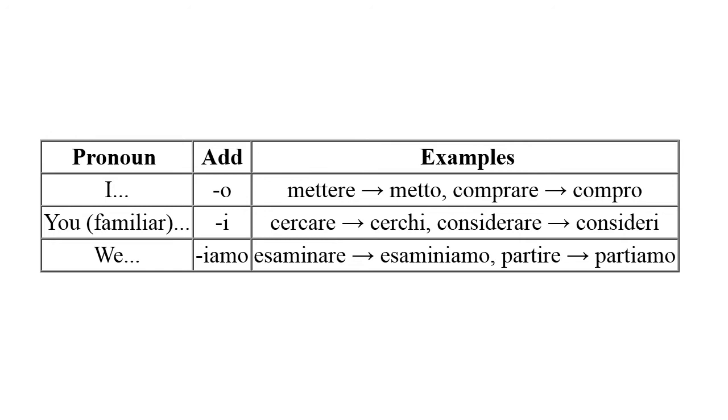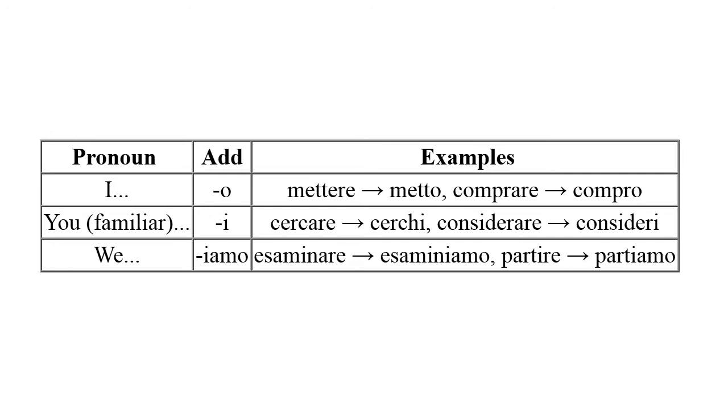We can take mettere, which can mean to put, amongst other meanings. The last three letters are removed and we append o to give us metto, which can mean I put. We can do the same to comprare, which means to buy, and change it to compro, I buy. Notice that the stress, which is a lengthened syllable, is on the penultimate syllable for most of the forms that I'm going to show you.